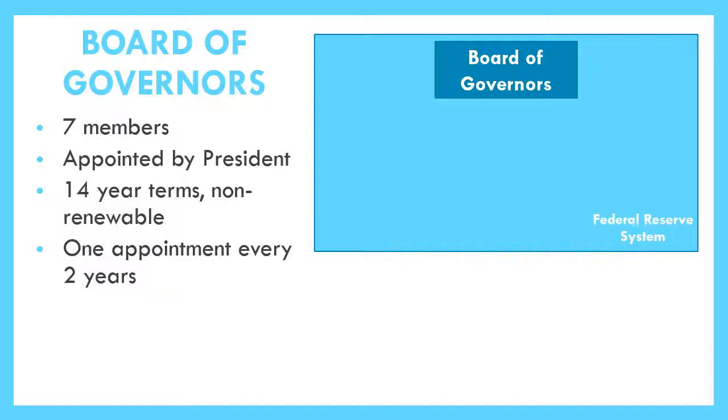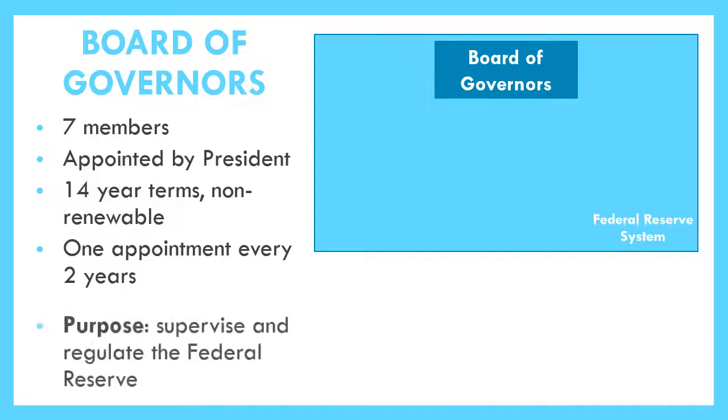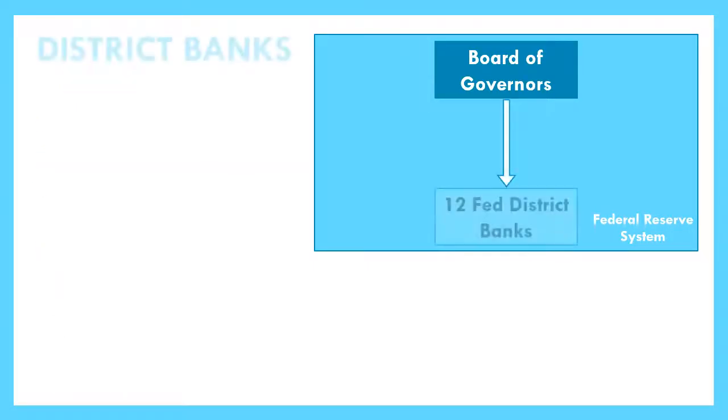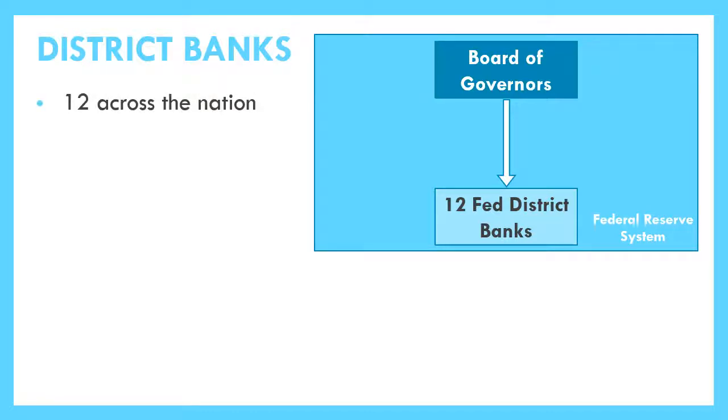And so by the time you make it all the way back around the table back to you, you're at the end of your 14-year term. And so, again, these 7 members appointed by the president to 14-year non-renewable terms supervise and regulate the Federal Reserve. We then have the district banks of the Federal Reserve. There's actually 12 district banks across the nation in cities such as St. Louis, Chicago, Philadelphia, Boston, and Atlanta.